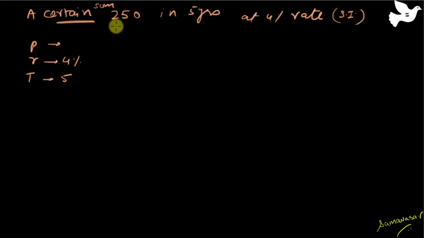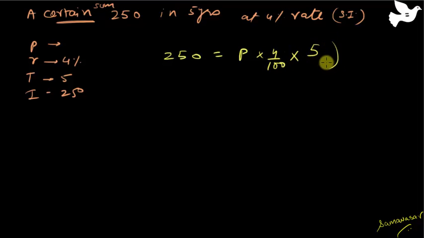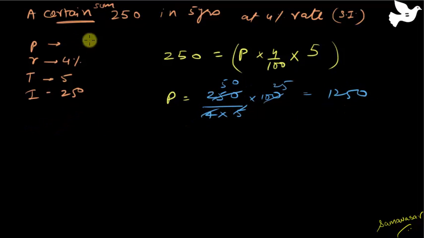So 250 is the interest earned. Simply, I have a very simple formula: 250 is equal to principal into 4 by 100 into time. If I solve for P, I will simply get 250 divided by 4 into 5 by 100. In solving this, I get 1250. So I can calculate with simple formula application.